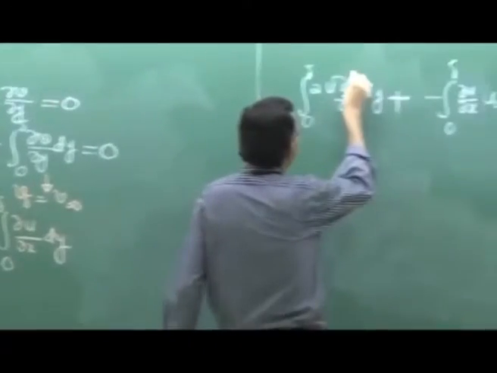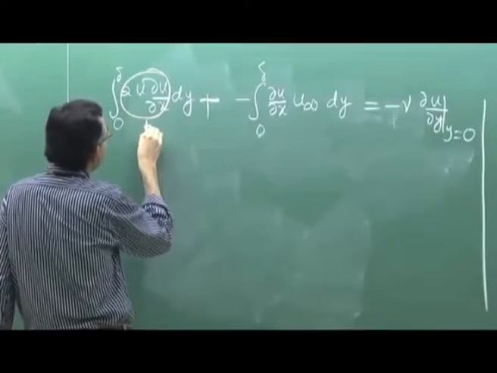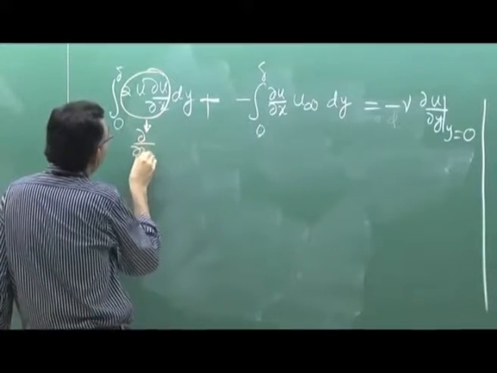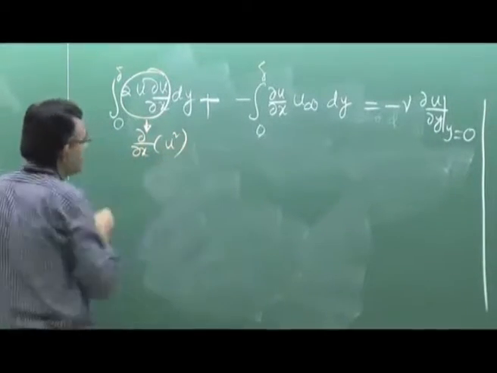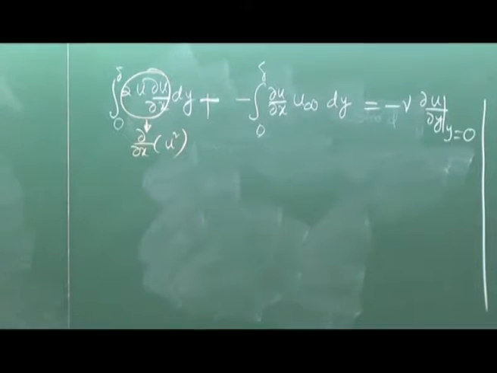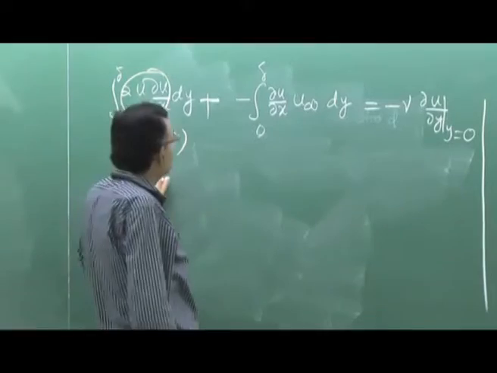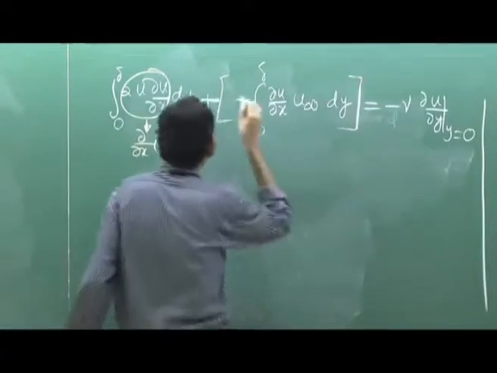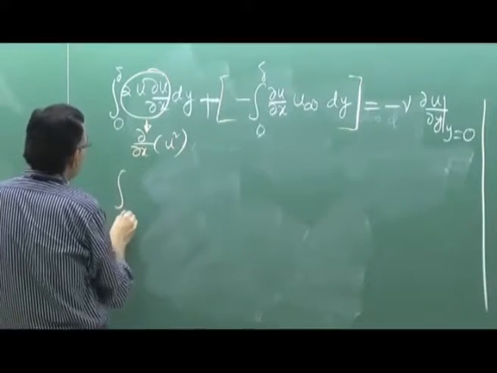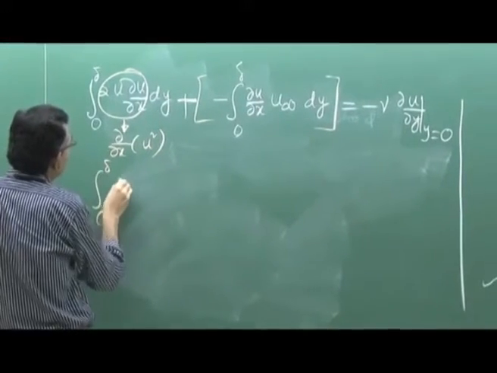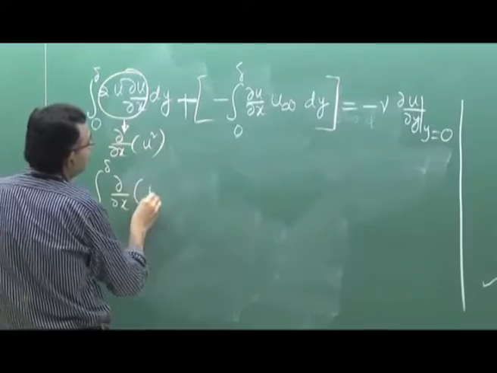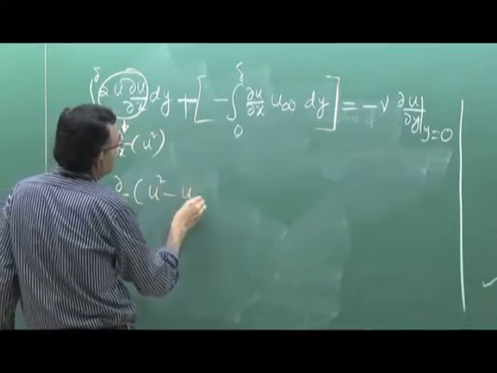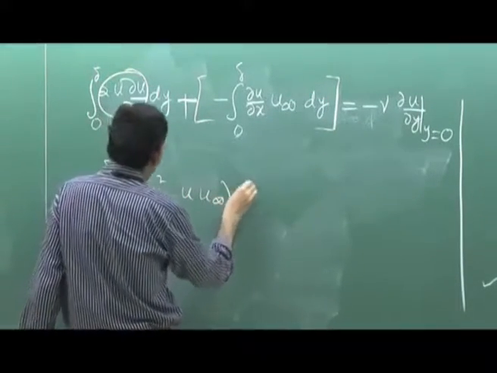So, this can be written as del x of u square, right. So, if you now consider these two terms together, it will be integral of 0 to delta del x of u square minus u infinity dy.